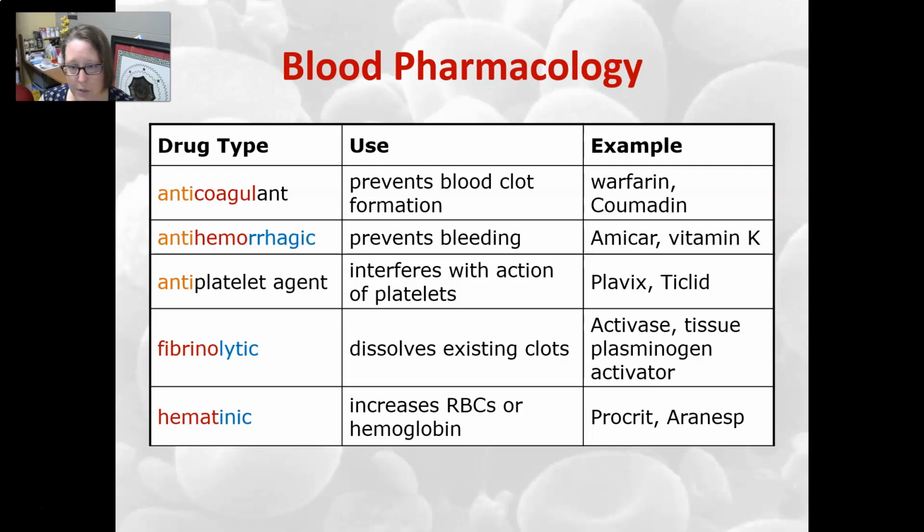Fibrinolytic dissolves existing clots. This could be given if the person has had a heart attack and there's a blood clot in the coronary artery. Examples are Activase, tissue plasminogen activator. And a hematinic increases red cells or hemoglobin, like Procrit or Aranesp. So this is to stimulate the bone marrow to produce more red cells or more hemoglobin.